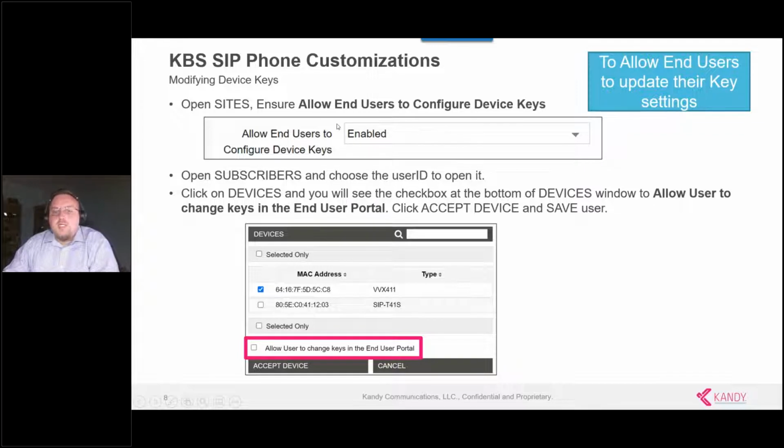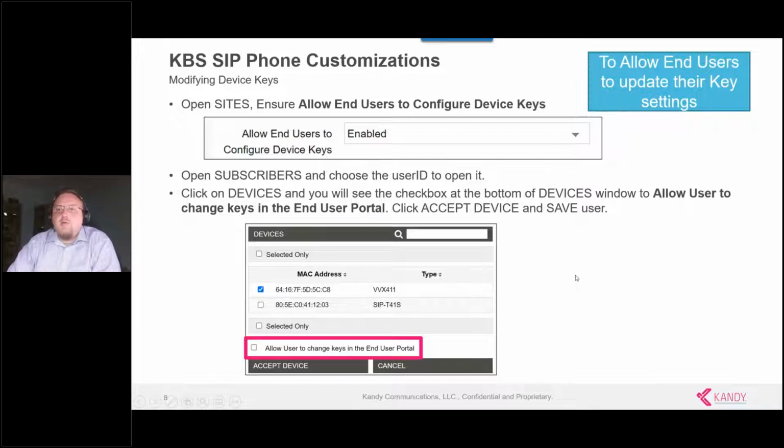Optionally, instead of setting it at the site level, you can actually do it at the subscriber level. So once you've gone in to select the device, and you're choosing the MAC address or the model or however you're selecting your device, there is a checkbox down at the bottom that allows end users to change the device keys in the end user portal. So if you check that box, then end users can actually go into the end user web portal and make modifications to their device keys as well.